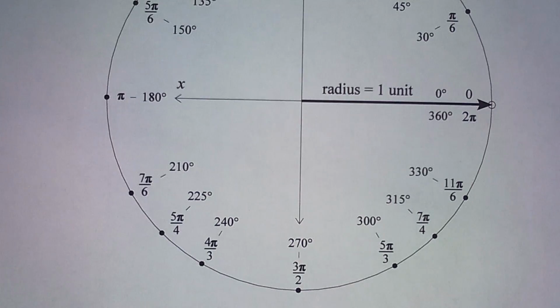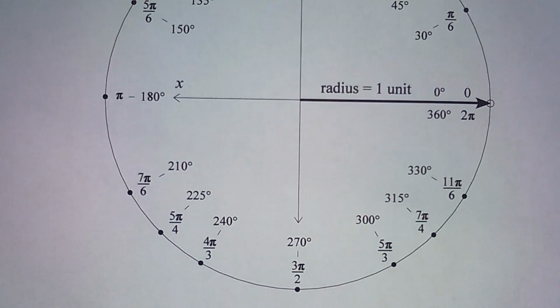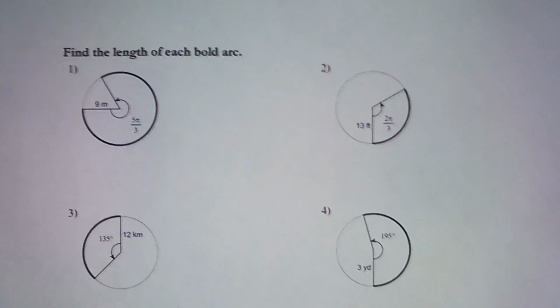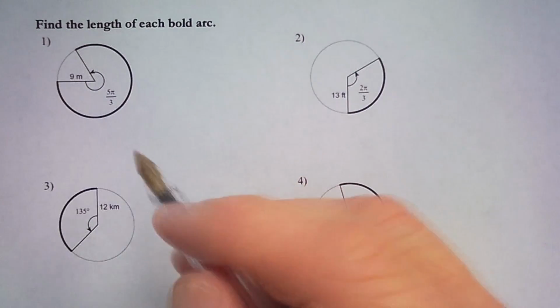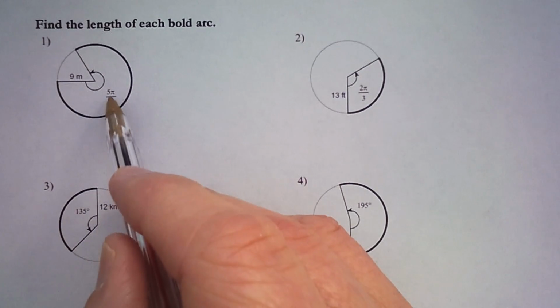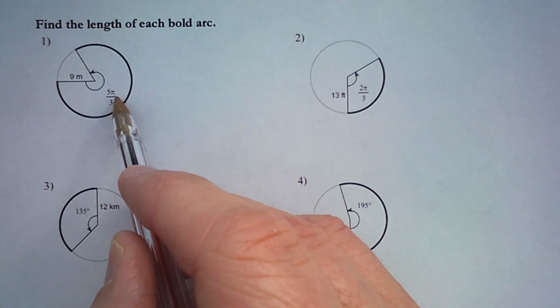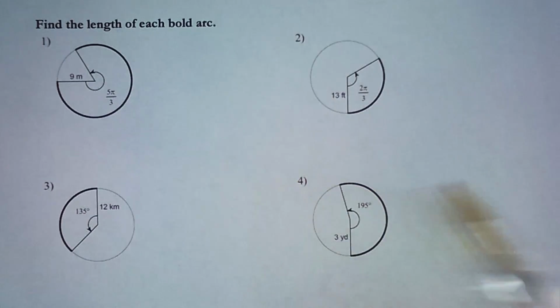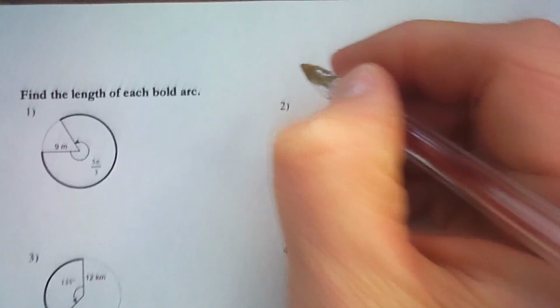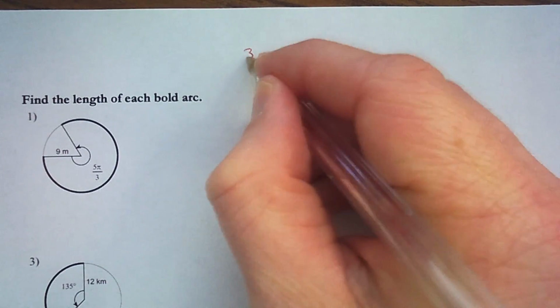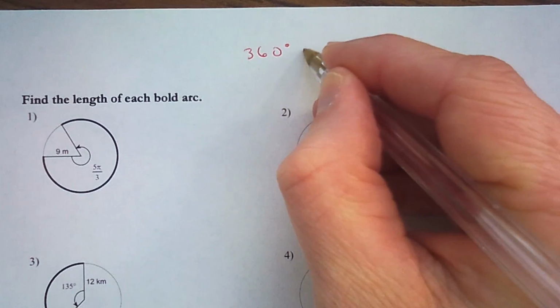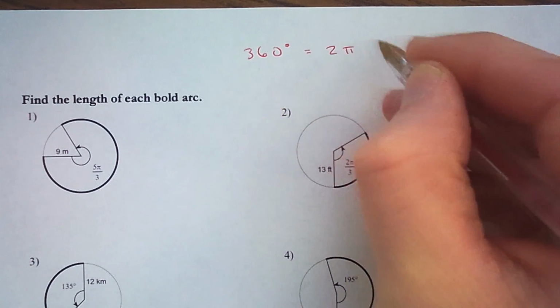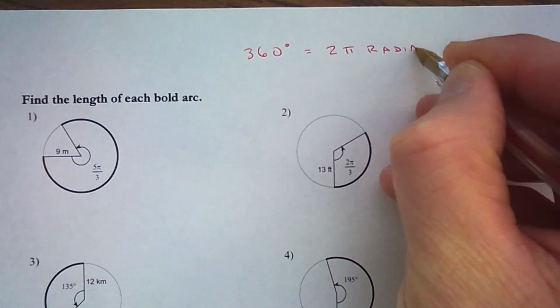We'll do some arc lengths in this video, and then in a separate video, we will do some sector areas. Okay, so here we are with some arc lengths to find, and this measure right here is a radian measure of this arc instead of a degree measure. It's important to remember that 360 degrees is the same as 2 pi radians.